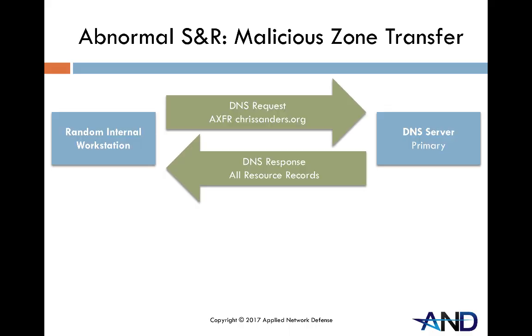So there are a couple of scenarios here that you want to look for that could be potentially troublesome. One of those is a zone transfer request from a random internal workstation, right? You should know on your network where DNS AXFRs and IXFRs should be coming from. They should come from DNS servers to other DNS servers. But if you see a random workstation try to perform a full lookup for a DNS server, this example says chrissanders.org, but it would really be for whatever your internal domain is called.